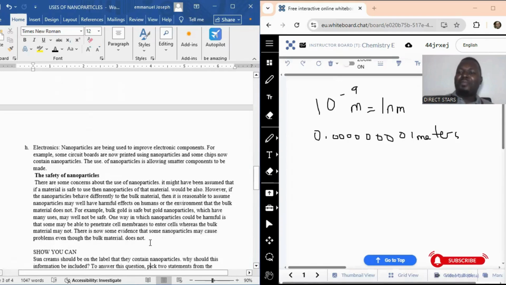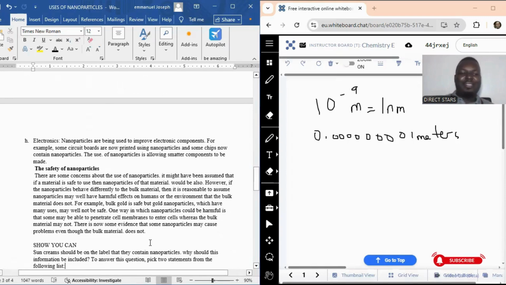However, nanotechnology also has its bad sides. You know, for everything that has a good side, we also have a bad side. So they have some harmful effects on humans and the environment. An example is gold. The bulk gold is safe, but gold nanoparticles are not. One way in which nanoparticles could be harmful is that they are so small, they can penetrate the cell membrane and enter the cell, unlike the bulk material.